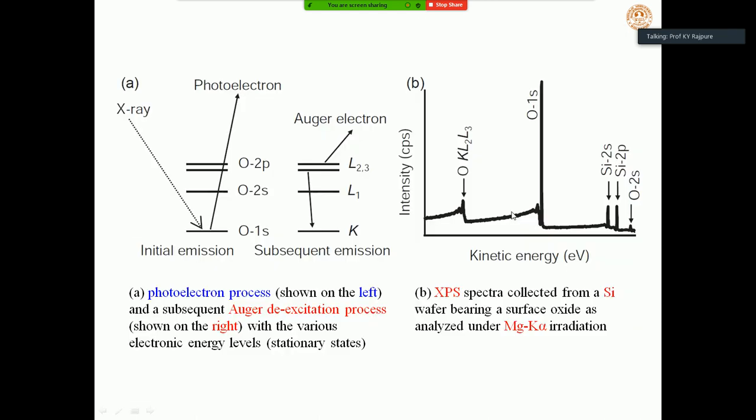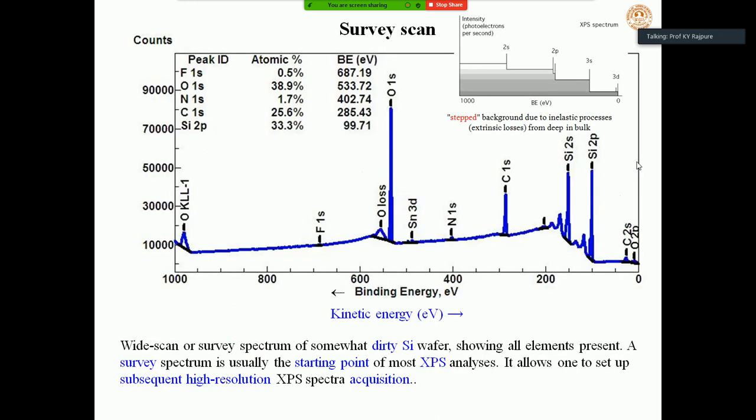But keep in mind, we know silicon and we know its atomic structure. We know its possible energy states, and the possible energy states of silicon are 2s, 2p, and so on. Oxygen 2s, silicon 2p. Oxygen is also there because a surface oxide has formed. So the peak position in the XPS spectrum, in the survey scan, will give you what elements are present in the material. So this is the lookup table.